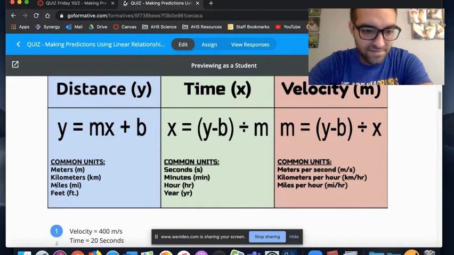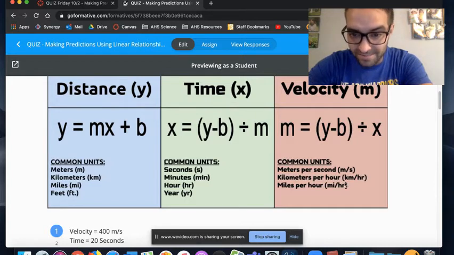I've also helped us with some common units, because one of the things that I kept seeing was students might use an M, but they're talking about miles. M really does stand for meters. KM is kilometers, MI is for miles, and then feet. So I just put these common units in here. Really make sure you include your units in your answer.